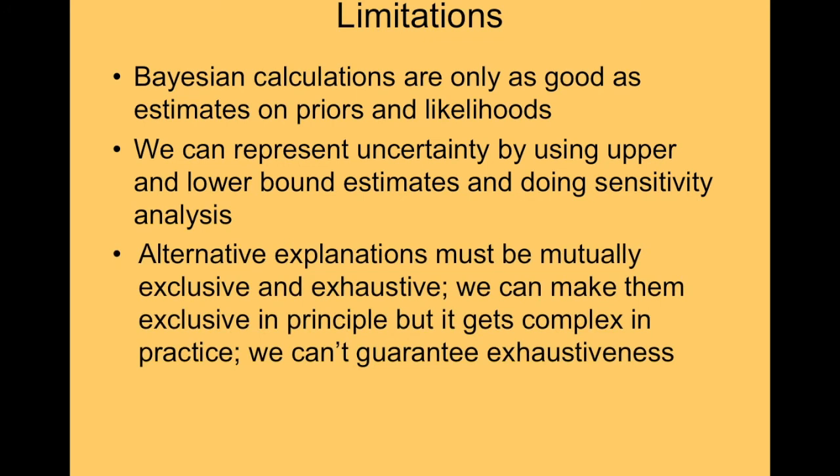So remember also that the alternative explanations have to be mutually exclusive and exhaustive. In principle, we can make them mutually exclusive. It can be a little bit harder in practice to find evidence that discriminates. But there's also this challenge of making them exhaustive, right? We can't guarantee exhaustiveness because exhaustiveness requires that we've thought of all the possible explanations, and that the true one is in that mix somewhere. And we may have left out an explanation because we just haven't thought of it. We don't know what we don't know. So if there's an explanation that we haven't thought of, by definition, we can't factor it into our likelihood ratios, and we could then be missing the true explanation.